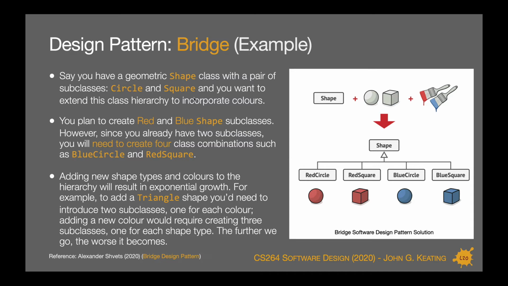So let's say we have a geometric shape class with a pair of subclasses, circle and square, and then we want to extend the class hierarchy to incorporate colors. Now, I think for some of the earlier lectures, last time when we were looking at structural patterns, and when we were talking about the creation of patterns, we were talking about rounded and regular shapes, for example. We didn't talk about colors at that point, but we might want to have rounded shapes, regular shapes, colored shapes, and all that kind of stuff for our drawing application. But we plan anyway to have creation of red and blue shape subclasses.